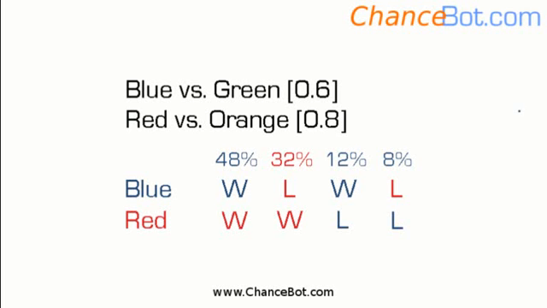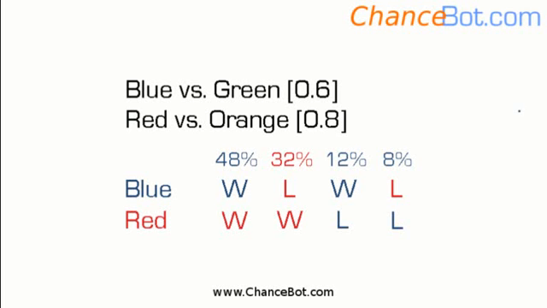Now, if you look at this table, there are 4 different outcomes that can occur. Both teams can win, both teams can lose, red can win and blue can lose, or blue can win and red can lose. And each of these outcomes has a probability unto itself. If the games were 50-50, if they were pure toss-ups, then the likelihood of any of these outcomes occurring would be 25% each.